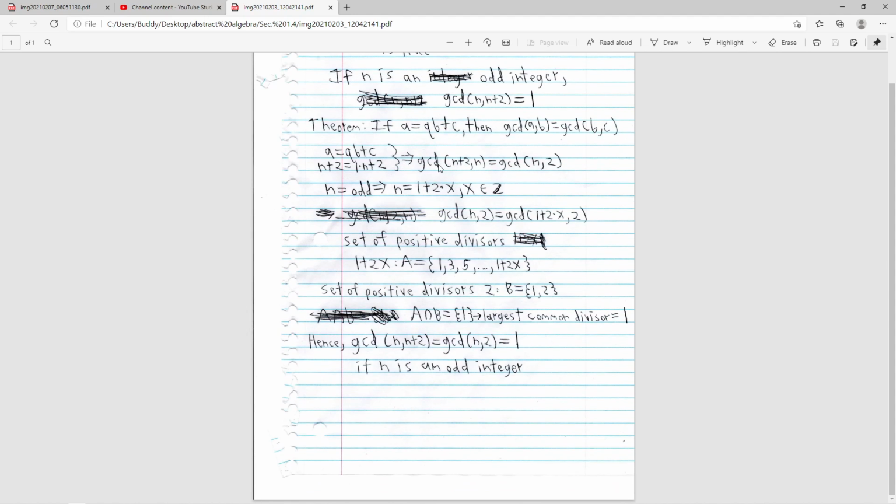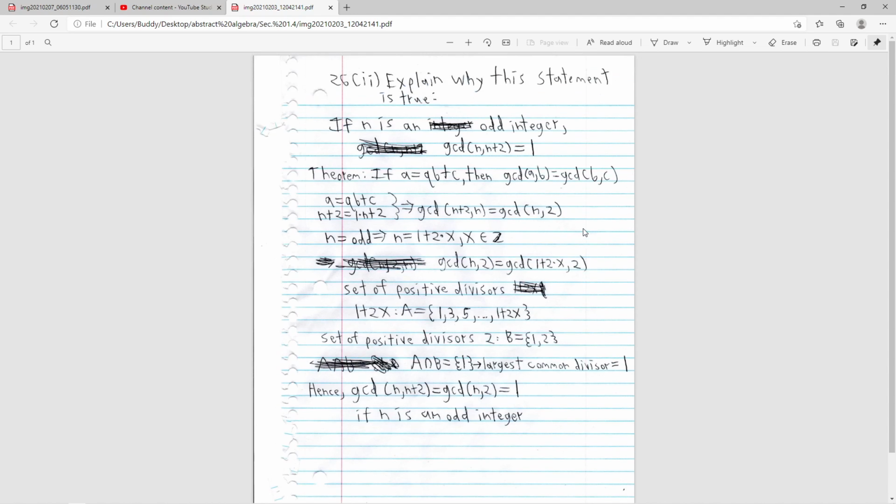Then just n equals odd implies that n equals 1 plus 2x, for some integer x. That's the general formula for an odd number versus an even number. Even is 2 times x. Odd is 1 plus an even number, basically, which is 2 times something. So GCD of n and 2 equals GCD of 1 plus 2x and 2. Basically a statement now with that in mind.